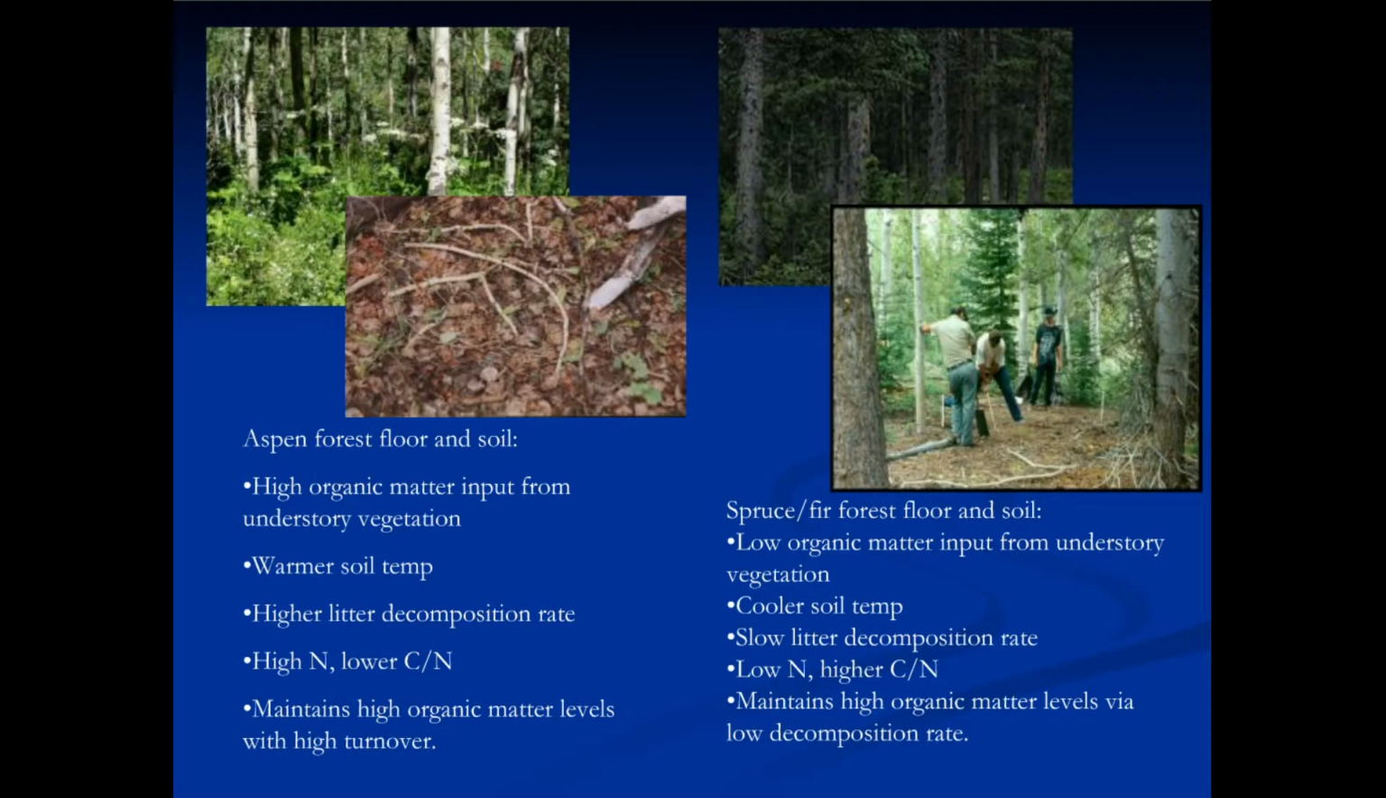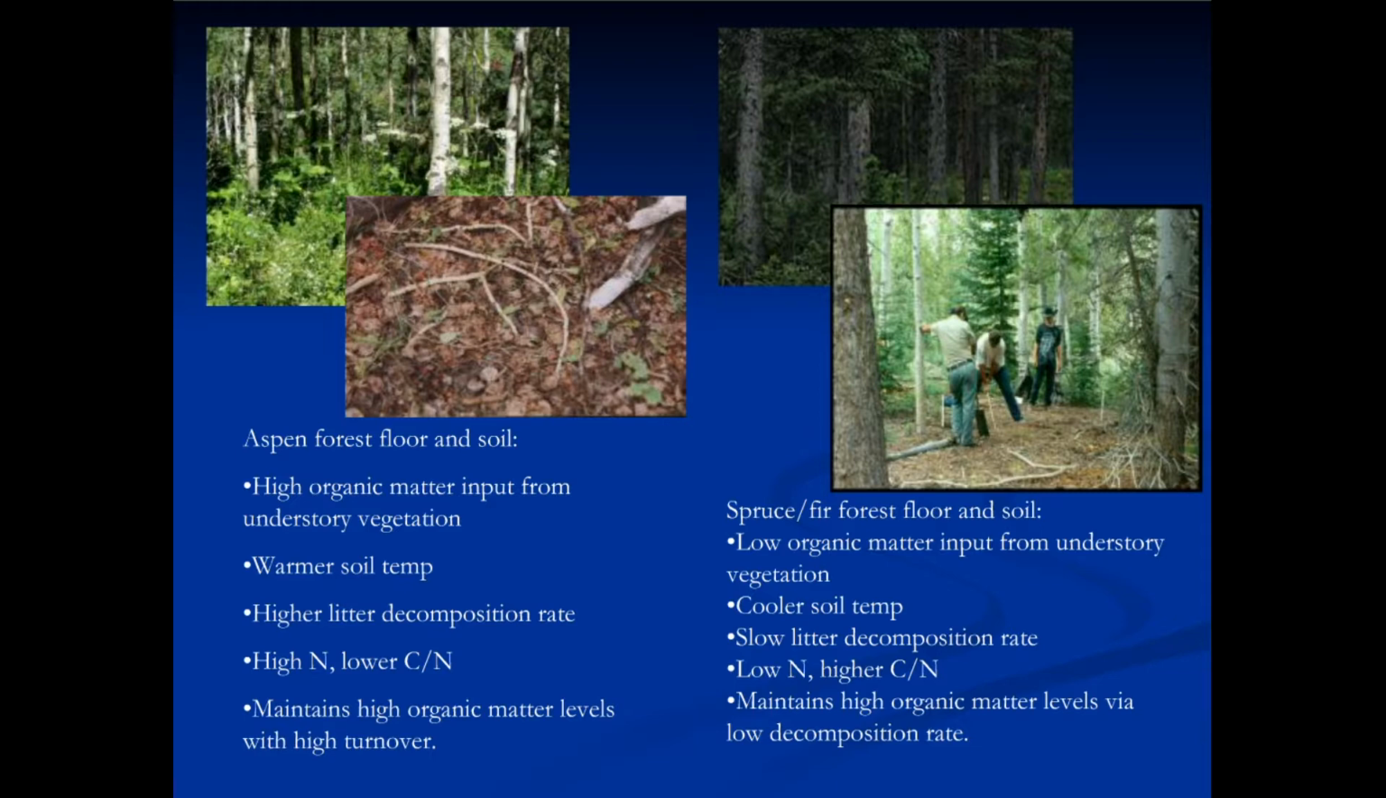So to summarize the situation for aspen compared to spruce fir, for example, you've got a high organic matter input from understory vegetation. You tend to have warmer soil temperatures, although I haven't shown you any soil temperature data. We did put out a paper comparing the two, and they are different. So you've got a high litter decomposition rate under aspen, from these leaves and understory vegetation, because of high nitrogen and lower carbon-nitrogen ratio. So it maintains its high organic matter level with a high turnover of organic carbon.